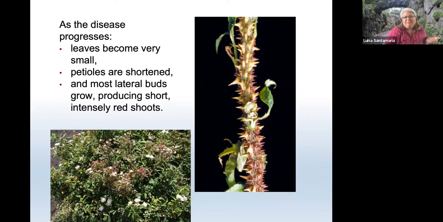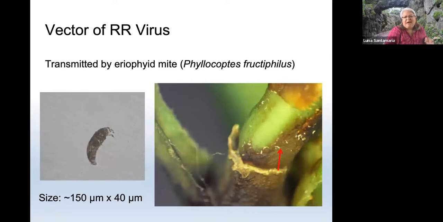What they have found is that the vector of this virus is an eriophyid mite. These are microscopic mites that are really hard to see, but we can sometimes use a hand lens. That is what has been identified as a vector of this virus. So I just wanted to mention that to you.